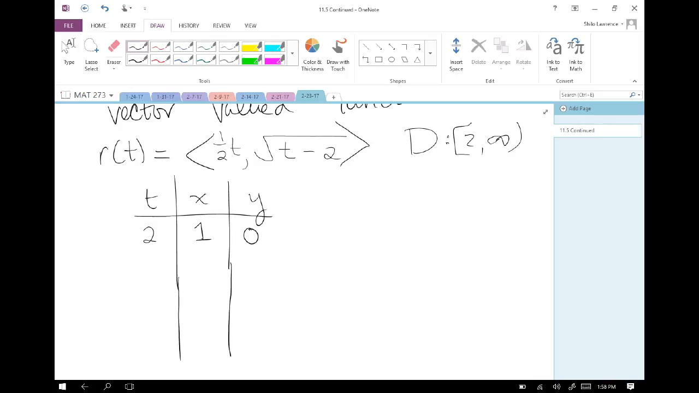If I plug in 6, half of 6 is 3. 6 minus 2 is 4. Square root of 4 is 2. I'm going to plug in 18 next. Half of 18 is 9. 18 minus 2 is 16. Square root of 16 is 4. That's probably enough to give us an idea of what this graph looks like.